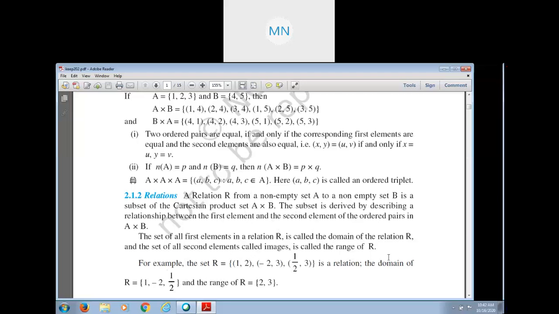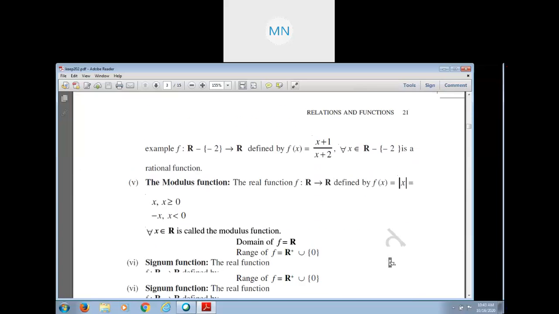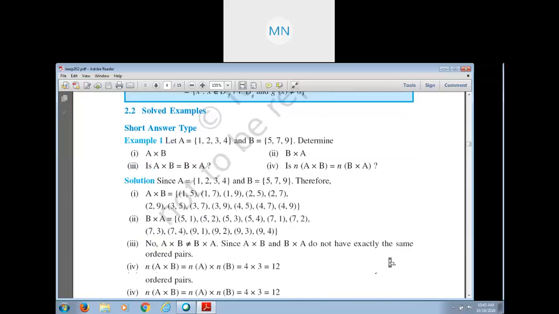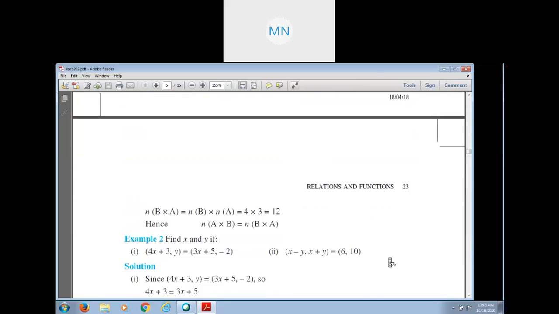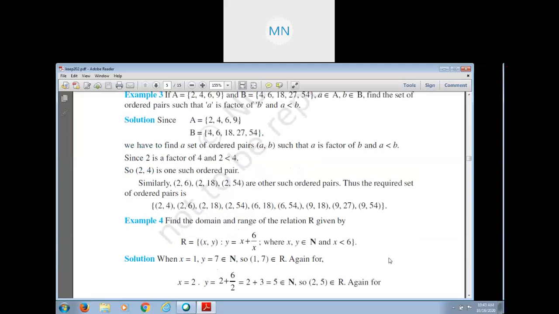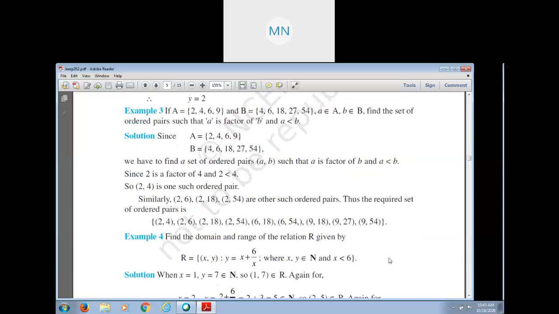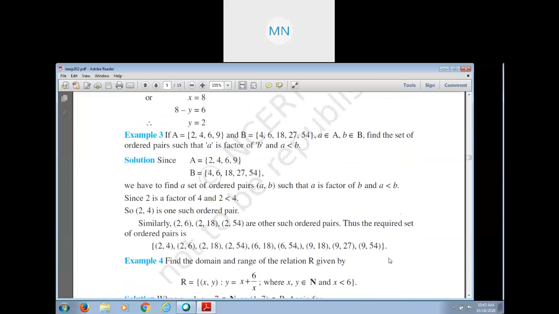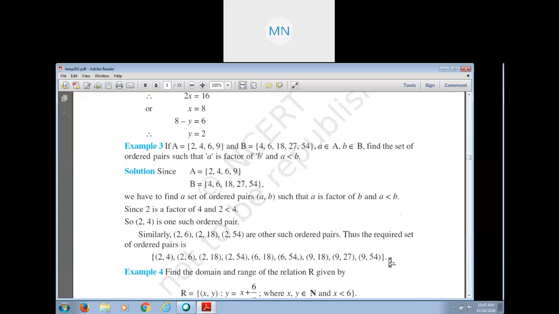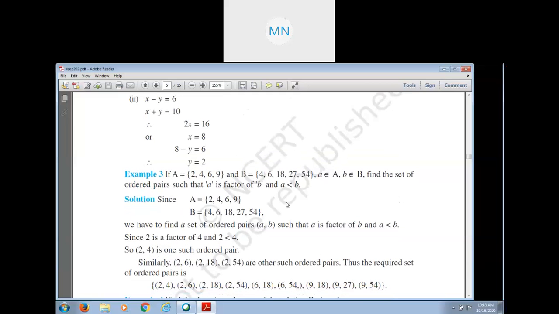Okay, now take some examples. See this one. I gave a homework, but only one student submitted. So this one is the previous homework.